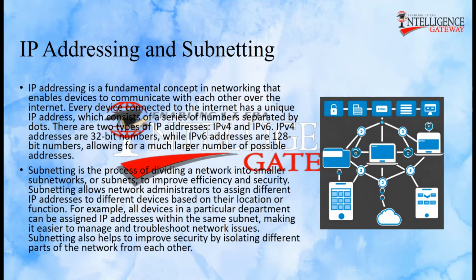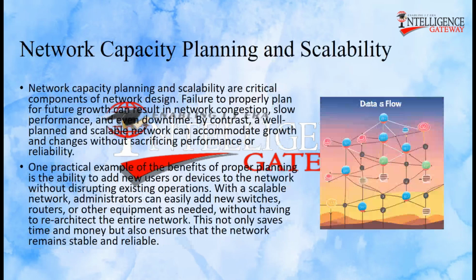Subnetting is the process of dividing a network into smaller subnetworks or subnets to improve efficiency and security. Subnetting allows network administrators to assign different IP addresses to different devices based on their location or function. For example, all devices in a particular department can be assigned IP addresses within the same subnet, making it easier to manage and troubleshoot network issues. Subnetting also helps to improve security by isolating different parts of the network from each other.